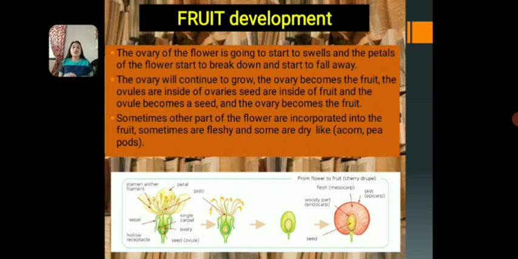Sometimes other parts of the flower are incorporated into the fruit. Some are fleshy and some are dry, like acorns and pea pods. So some ask what the function of fruit is. The function of fruits is to protect the seed. But if we think about fruits, what's protective of a seed if the fruit encourages us to eat it? So anything with a seed inside of it is a fruit.